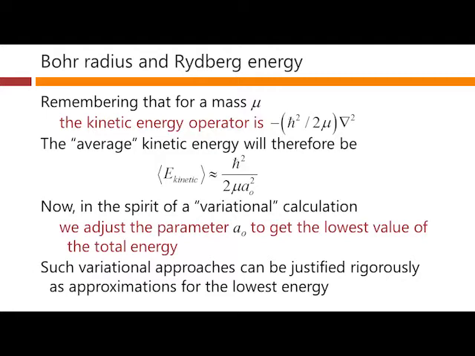So we're going to add the kinetic and potential energies together, and we're going to adjust this distance here to try to minimize the total energy of the system, in the hope that that will give us some reasonable estimate for the energy that the system is going to choose.